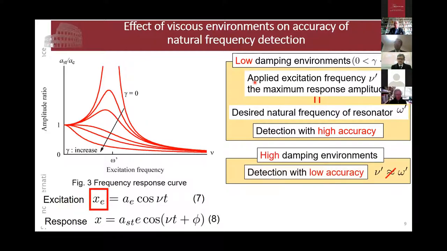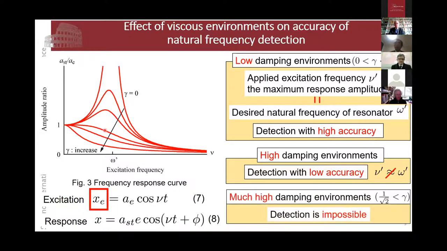However, for high damping, large gamma, the accuracy is degraded because the applied excitation frequency nu for the maximum response amplitude largely deviates from omega prime, as shown in figure three. Furthermore, for higher viscosity, there is no resonance peak in the frequency response curve. So this method cannot be used in such a situation.